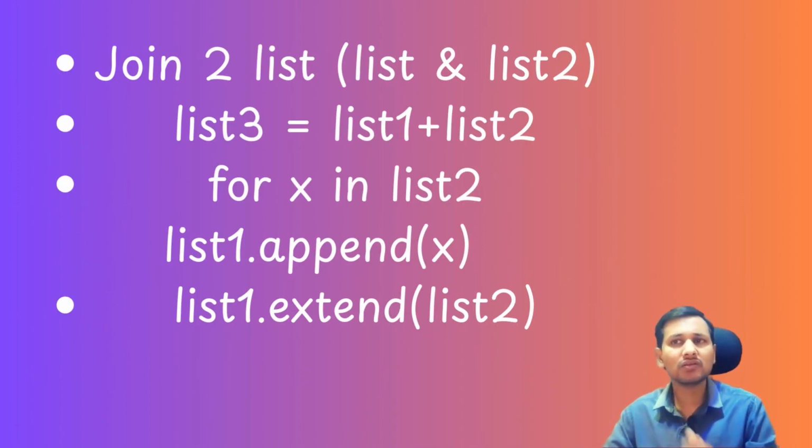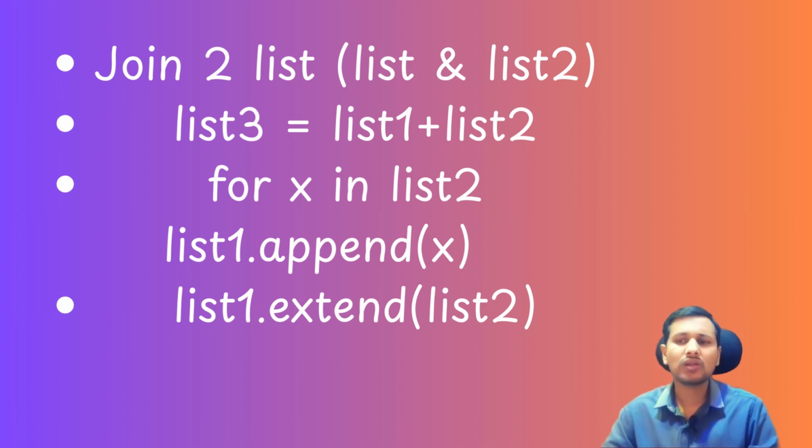Now we can join lists in 3 different ways. We can use list3 equals list1 plus list2. We can use a for loop: for x in list2, list1.append(x). Or we can use list1.extend(list2). This will also add list 1 and list 2 to form another list.